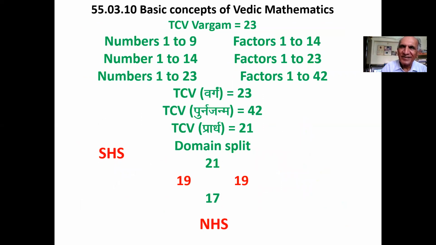take us back to the formulation Vargam, Varg in karma, in a second state from dimension to a domain. And the formulation Varga with this value 23 will also bring us face to face with the fact that numbers 1 to 9 lead to factors 1 to 14. Numbers 1 to 14 lead to factors 1 to 23. And numbers 1 to 23 lead to factors 1 to 42. And value 22 is the TC value of a Punarjanam.